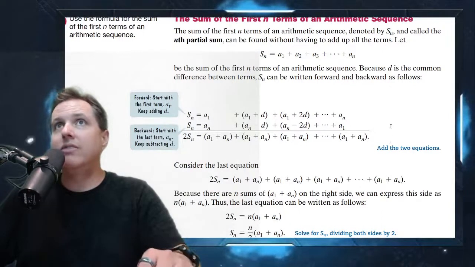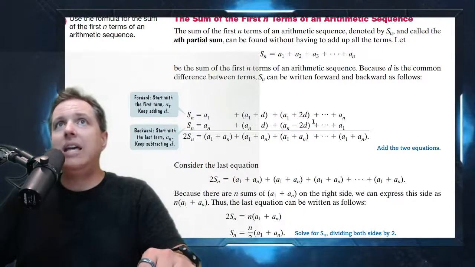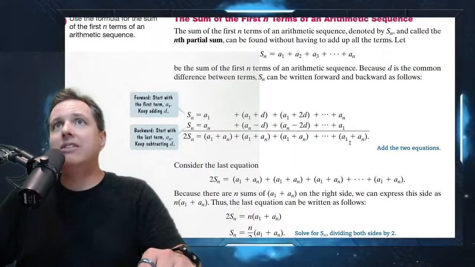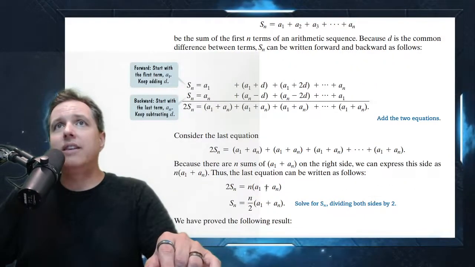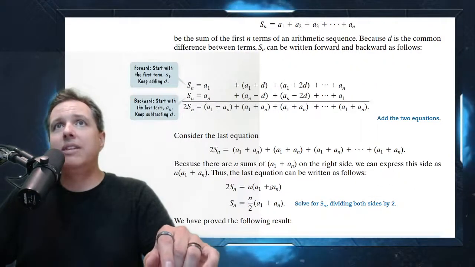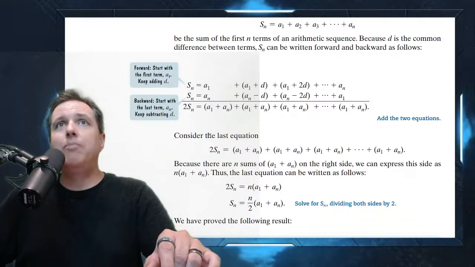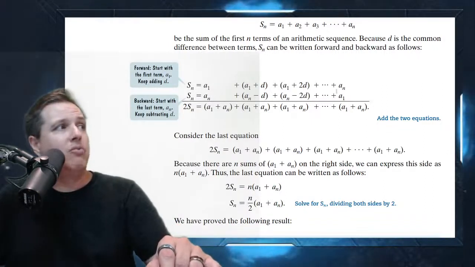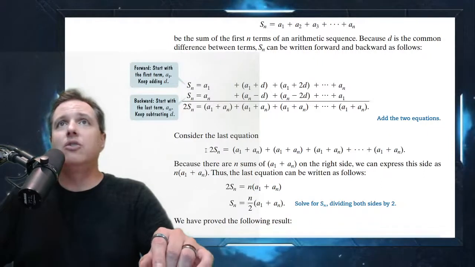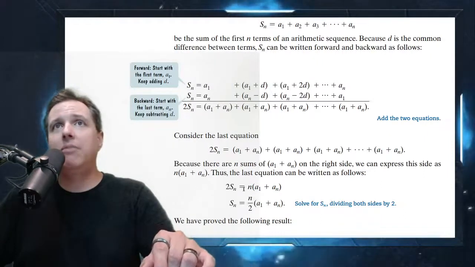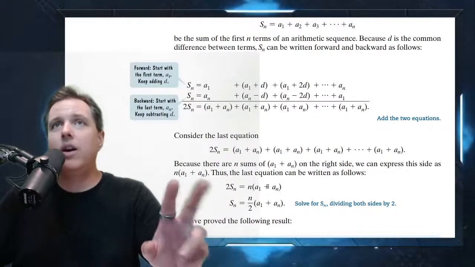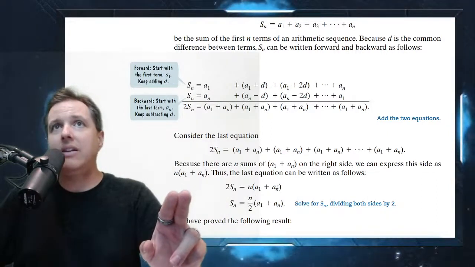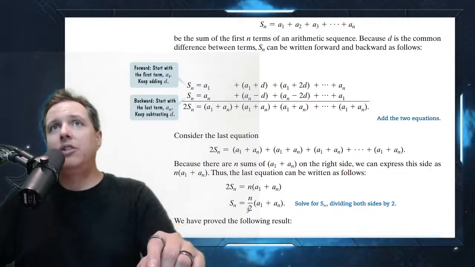N, right? Because there's n of these. So we have n, a1 plus a sub n's. So you have n times a sub 1 plus a sub n. But that's actually 2 of the sequence because we've added the sequence up twice. So that's where this comes from. 2 s sub n equals n times the quantity a sub 1 plus a sub n. Well, if you divide both sides by 2, you have your sum.